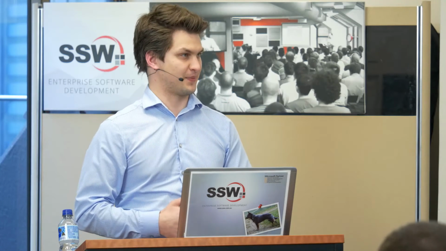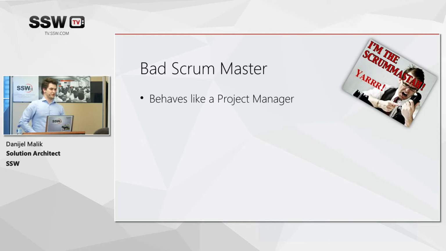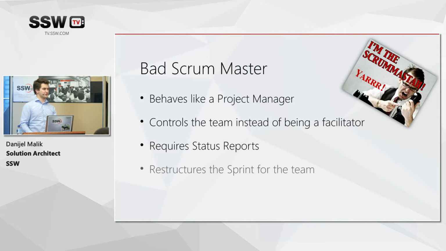Anyway, I'm still going to address some things about the bad Scrum Master, right? Mostly the Scrum Master thinks, yeah, I'm a project manager and I can control the team instead of being a facilitator. So I'm not removing the impediments, I'm actually being a block myself. Of course, it's nice to have some status reports here and there. If not that, at least I can restructure some of the things in the sprint so that it fits my goals that I'll present to the stakeholders. So I'm taking a bit of the product owner role as well.